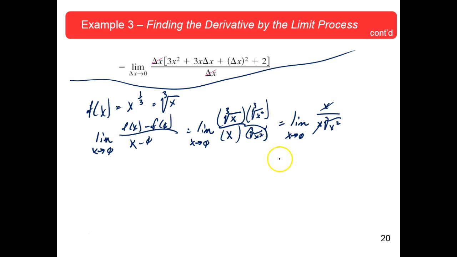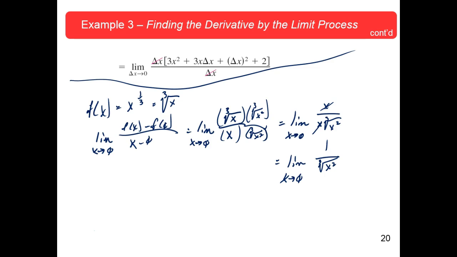Now, your x's disappear, and that gives you the limit as x approaches 0 of 1 over the cube root of x squared. And what's that? Undefined, not indeterminate, strictly undefined. Okay, so that limit does not exist.